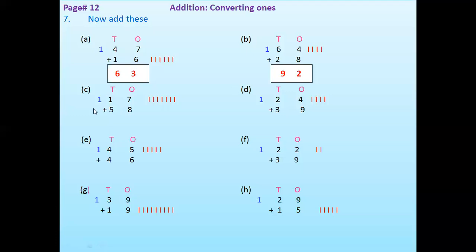Part number C. 8 plus 7. So draw 7 lines. So after 8, 9, 10, 11, 12, 13, 14, 15. So write 5 here and 1 goes to add into tens. 5 plus 1, 6 plus 1, 7. 1, 7.